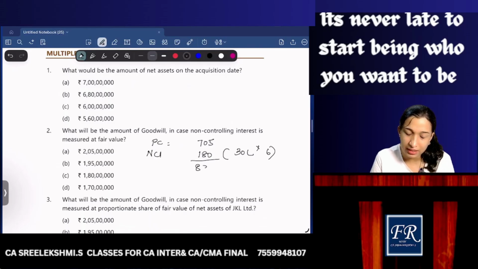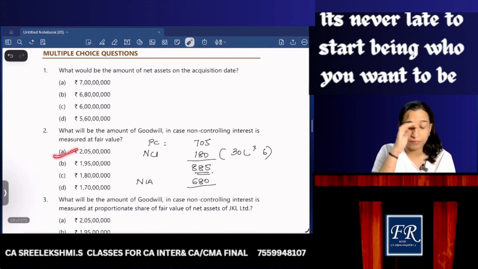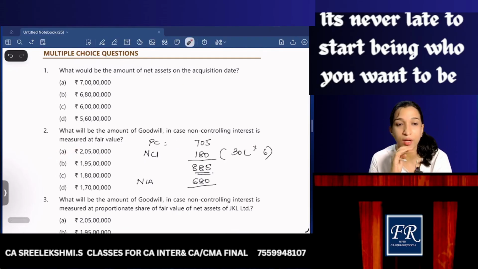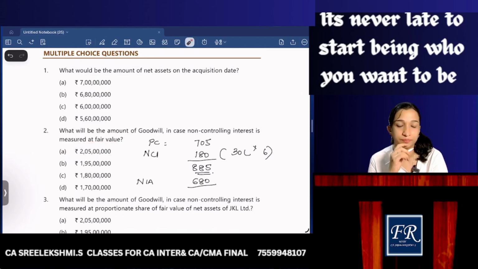So 885 lakhs compared with net identifiable assets 680. So 885 minus 680, goodwill comes to option A, 205 lakhs. Goodwill is 205 lakhs.